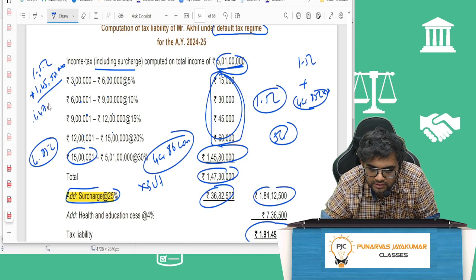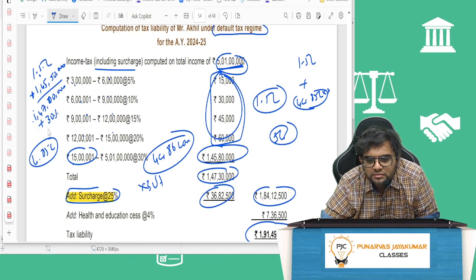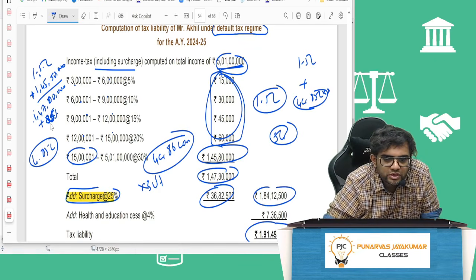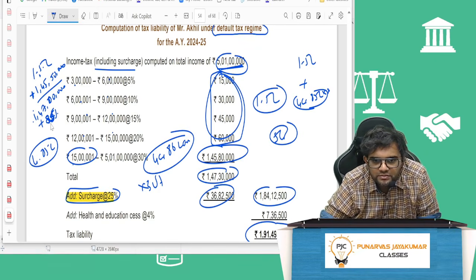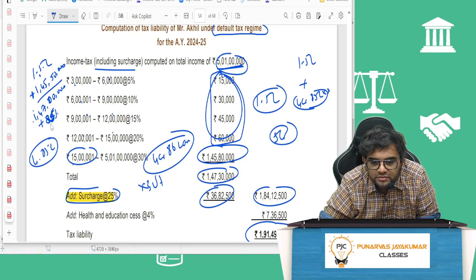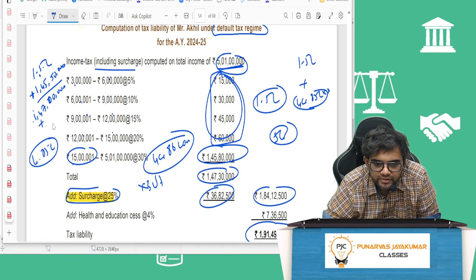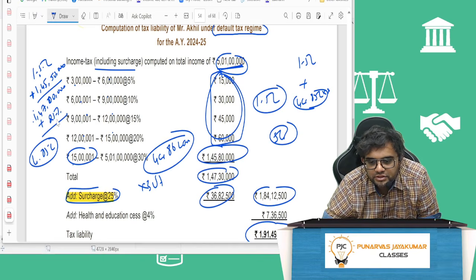47 lakh. How much? 47 lakh. Plus 30% surcharge. Okay. Sorry, 25% surcharge. Sorry, sir, my bad. 25% surcharge. How much? That is 1 crore 47 lakh plus 25%. What is the final total? Surcharge is always 25%.